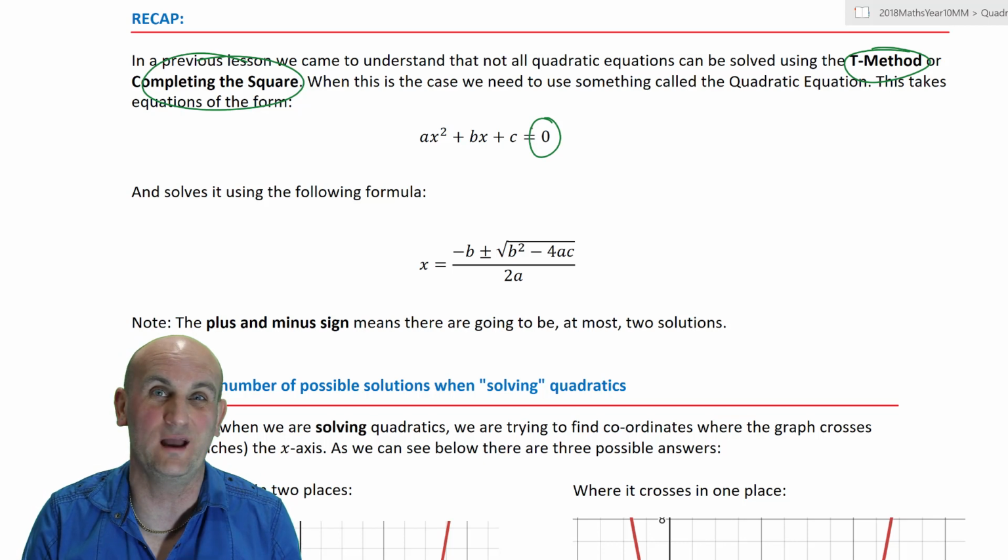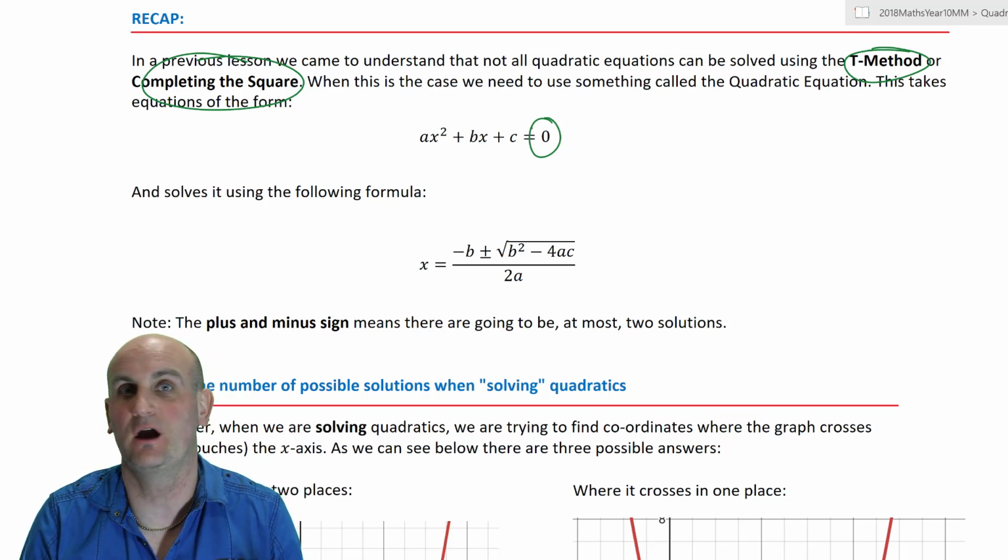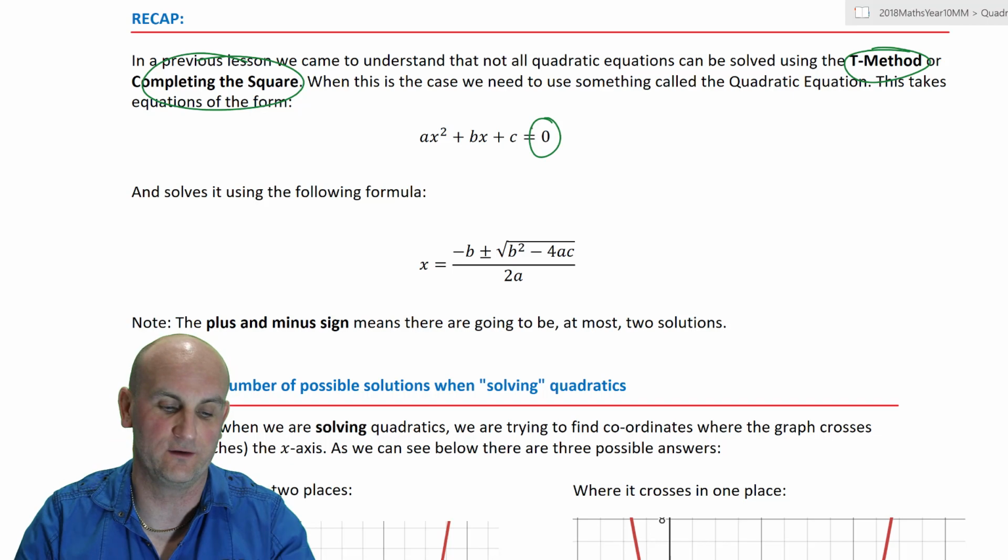Otherwise, all we can do is complete the square or put it in factorized form.